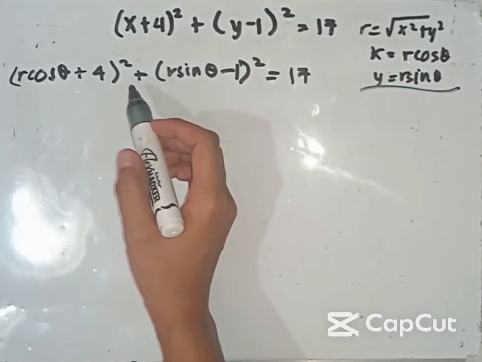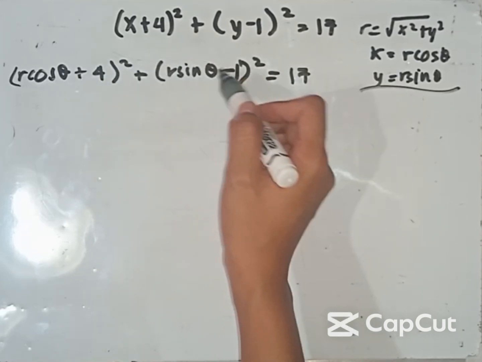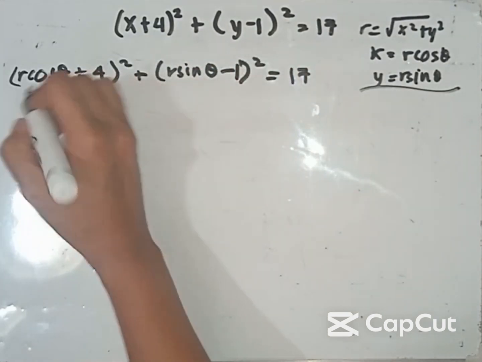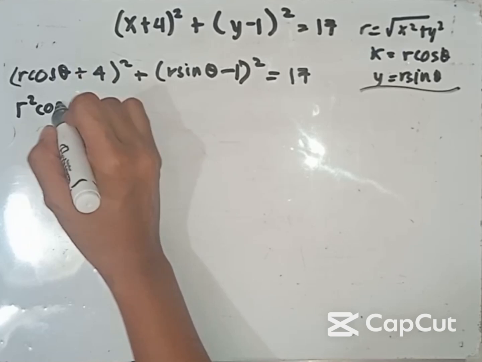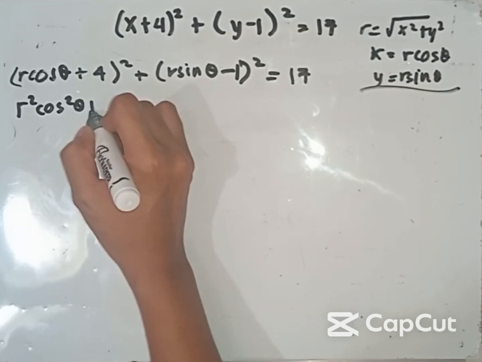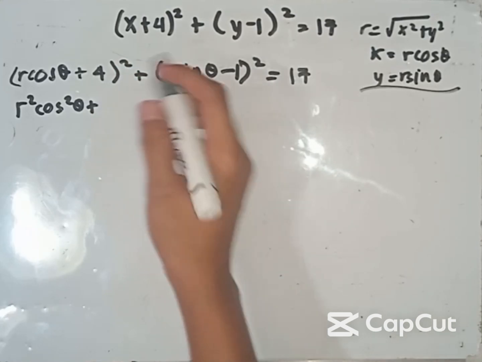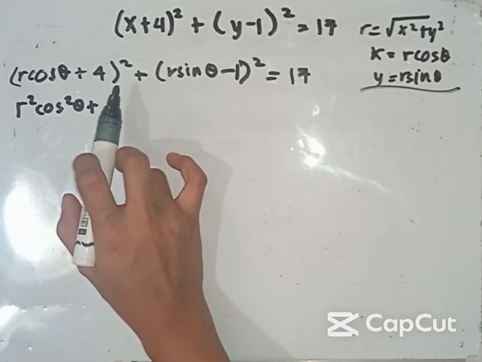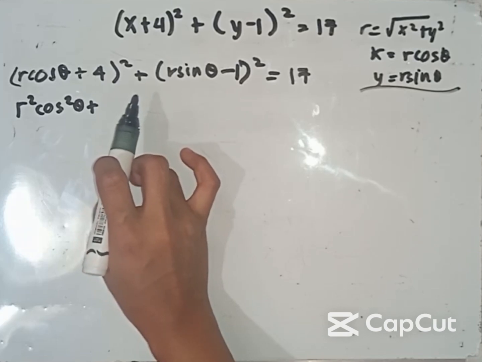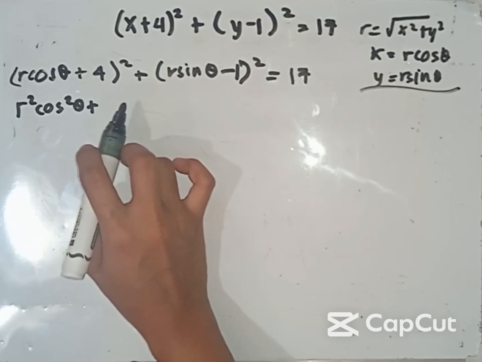Okay, the next thing is to expand. Now, expand the squares in the expression. So, giving us r squared cosine squared theta. And let's make this into a trinomial. So this would make 4 times 2 is 8.